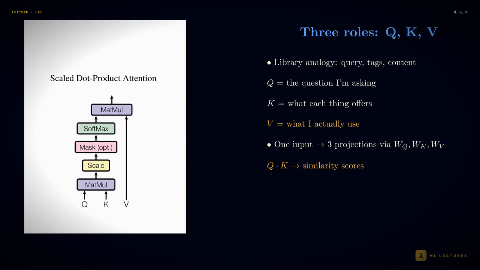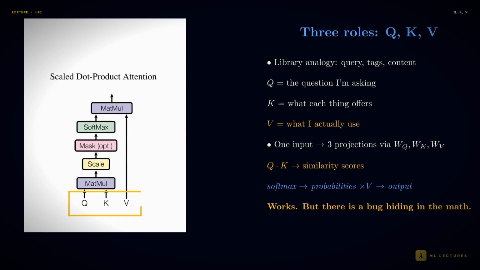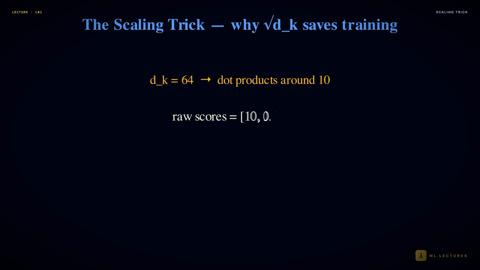Take the dot product of every query against every key. That gives you a score for every pair. Now softmax those scores into probabilities. Multiply by V, sum. That is your output. This works. But there is a problem hiding in the math. Here is the problem. When the key vectors are high dimensional, say 64 dimensions, those dot products get big, easily hitting values around 10. Now feed that into softmax.